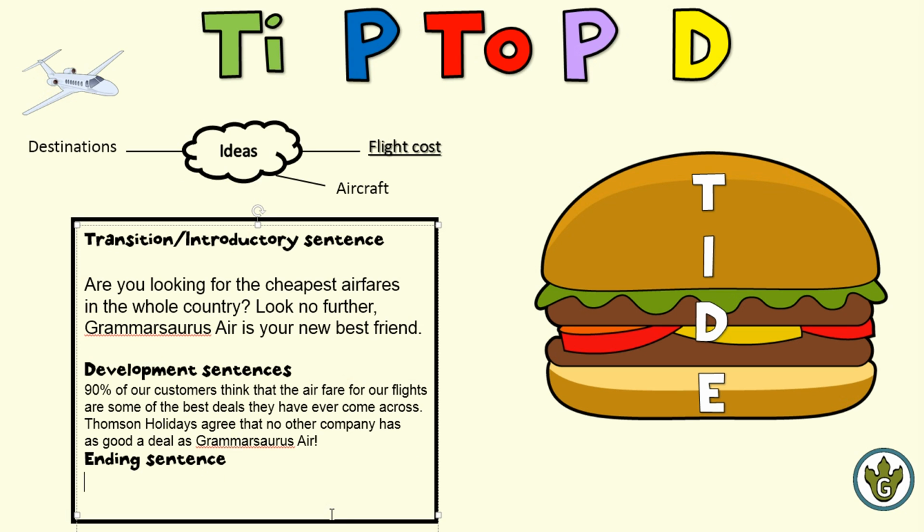Finally, let's sum up what we've said. So you're looking for the cheapest airfares in the whole country, look no further. Grammarsaurus Air is your new best friend. 90% of our customers think that the airfare for our flights are some of the best deals they have ever come across. Thomson Holidays agree that no other company has as good a deal as Grammarsaurus Air.